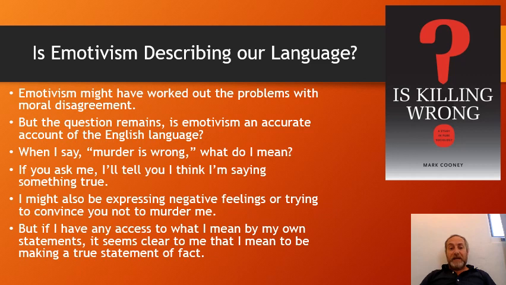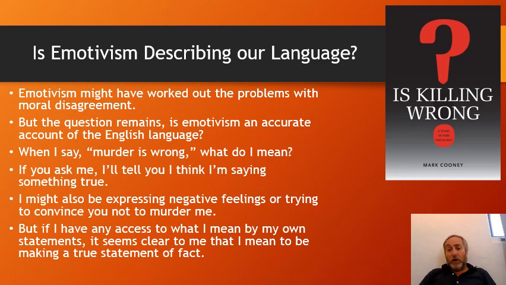The emotivist wants to say, what you really mean when you say murder is wrong is something like, don't murder people, right? Murder, yuck, something like that. Well, one way to find out what I mean when I use a statement is just to ask me, right? And if you ask me what I mean when I say murder is wrong, I would probably say that I'm actually saying something true, right? I'm not just trying to control your behavior or express a feeling.